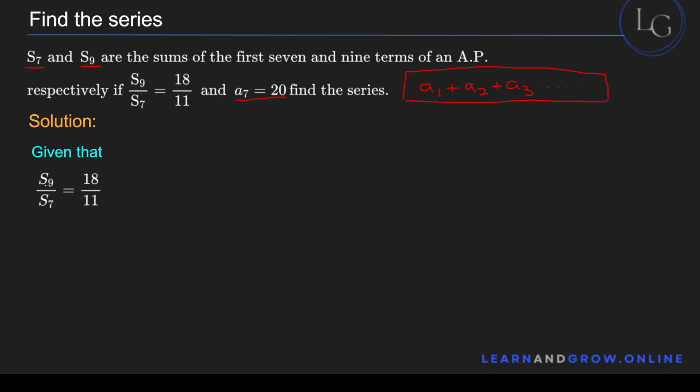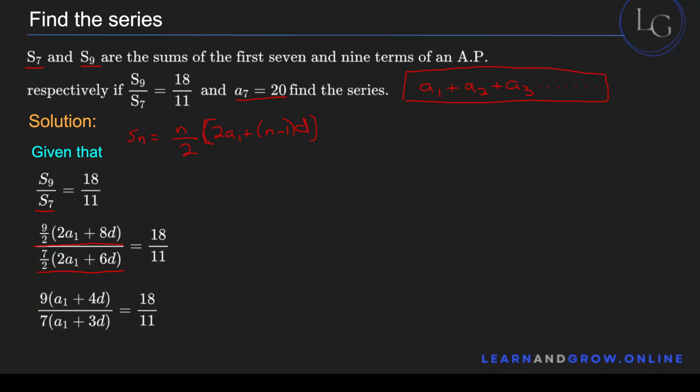Well, you've been given this, and you remember the formula that Sn is equal to n by 2 into 2a1 plus n minus 1 into d. So S9 will become 9 by 2 into 2a1 plus 9 minus 1 into d. 9 minus 1 will become 8. So that is what you did here. You replace S9 with this formula equivalent, and replace S7 with its formula equivalent as well, which will be this.